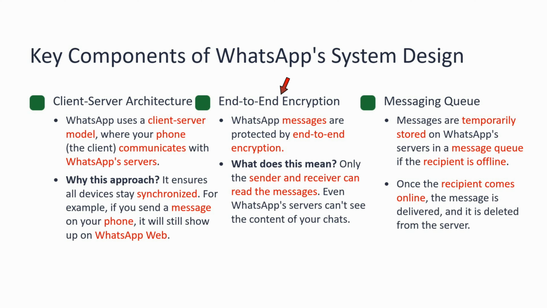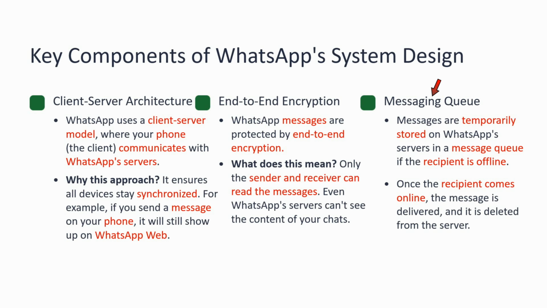Next one is end-to-end encryption. WhatsApp messages are protected by end-to-end encryption. What does this mean? Only the sender and the receiver can read the messages. Even WhatsApp servers cannot see the content of your chats.